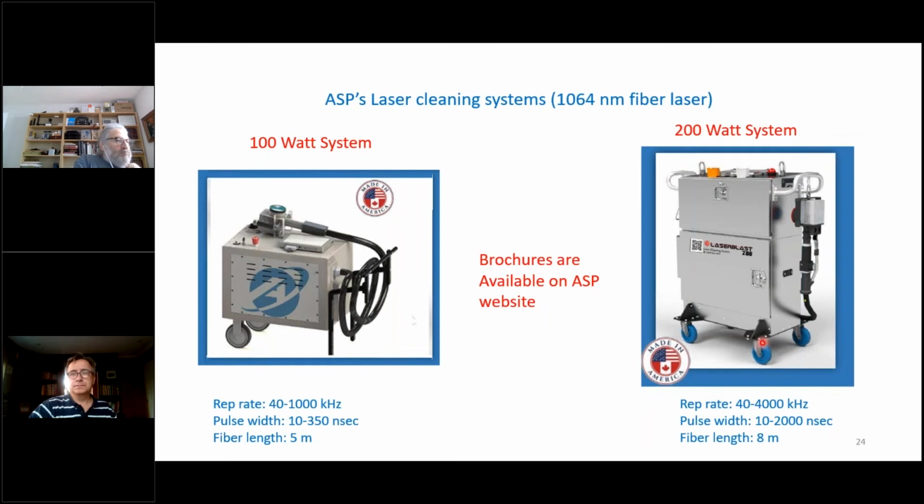We also developed a 200-watt system a few years ago. This one has some cabinets. Obviously, it has twice the power, but it also has some cabinets that could store lenses, different lens accessories, and also goggles. You can place them here. And it has a narrow form factor. So that's the 200. Again, it has a variable tunable rep rate and pulse width, and the fiber length is 8 meters. In the case of the 100-watt, it was only 5 meters.